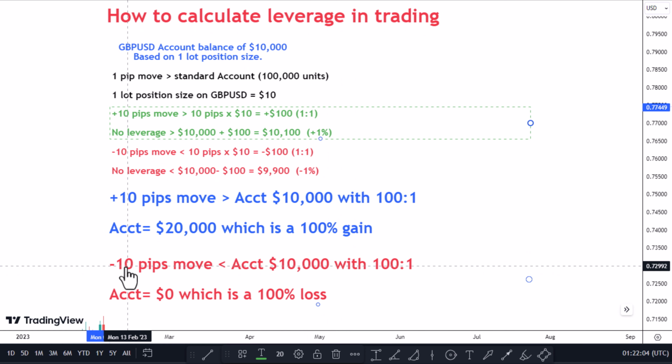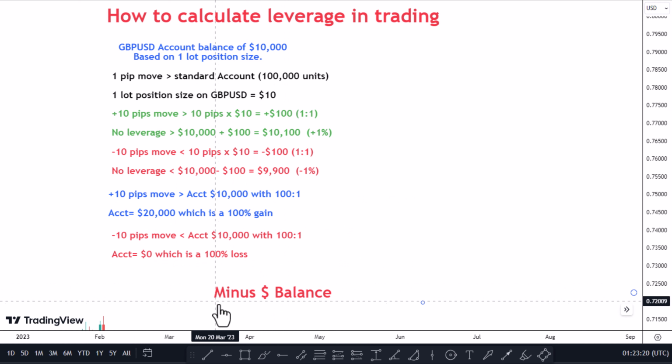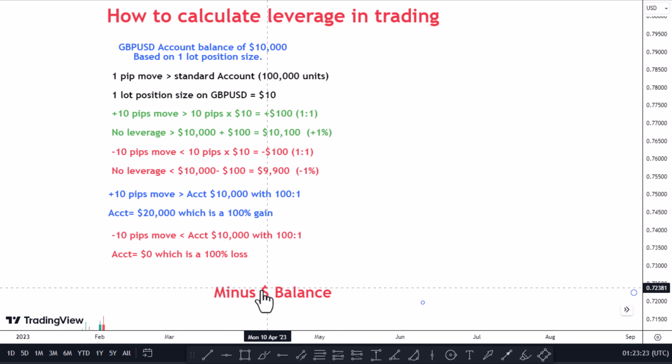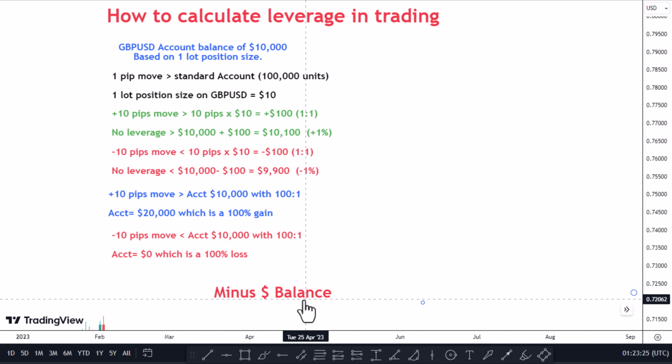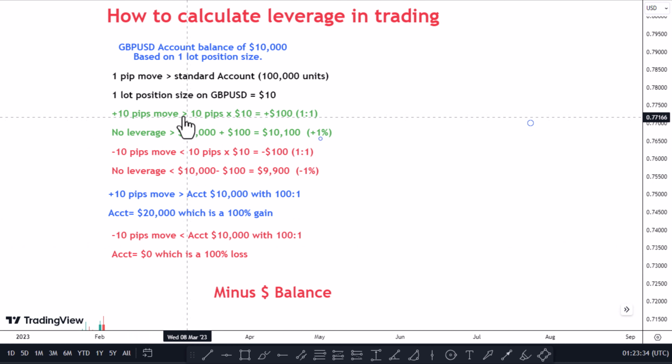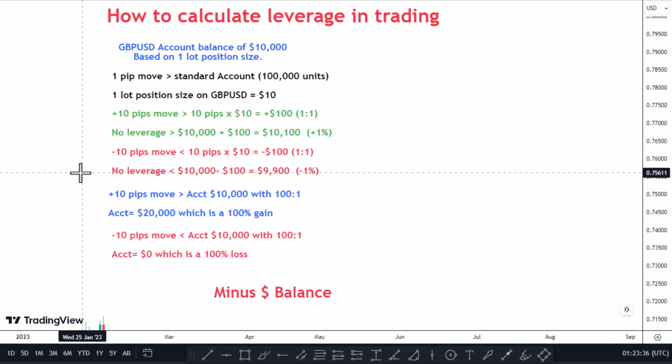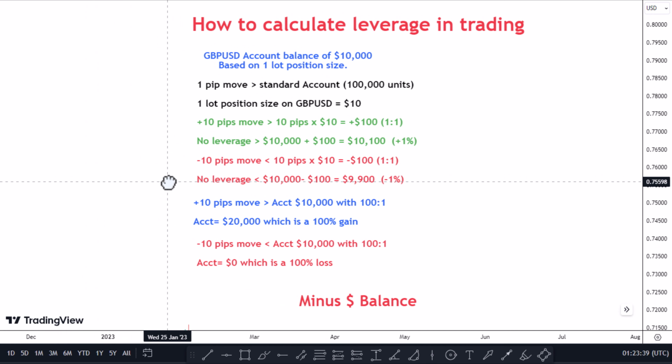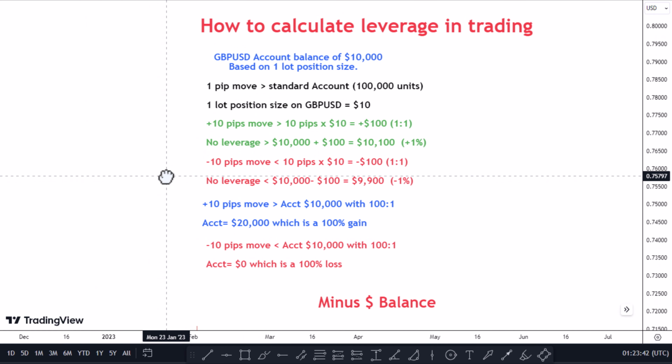It will take just 10 pip depreciation to wipe out a trading account of $10,000 trading on 100 to 1 ratio leverage. This account will turn $0, which is 100% loss. Don't be surprised if your account even runs into minus, whereby you are indebted to your brokerage firm. It is crucial to recognize the amplified impact of leverage, both positive and negative, on your overall returns before making your decision.